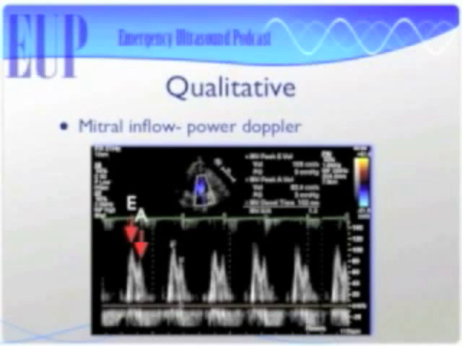You can see the A wave occurs right before the QRS complex on that EKG rhythm strip. See that little green rhythm strip right there? The A occurs right before it, and the E is just before the A wave. Here we have the E measured at 109 centimeters per second, and the A measured at 82 centimeters per second. You got me? That is normal mitral valve inflow. E bigger than A is normal.